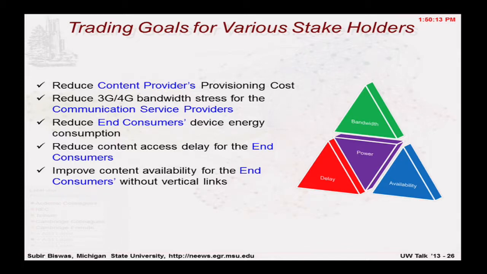So the idea is that you can have different trading goals depending on whose point of view you're looking into, right? For the next couple of slides, or maybe a few more, we are going to look at the first goal, which is to reduce the content provider's provisioning cost, which is what I mentioned in the previous one. That you are still incentivizing nodes to give out the lateral resources, right? And while doing that, can you reduce the provisioning cost for the content provider? So this is the goal that we're going to talk about here.